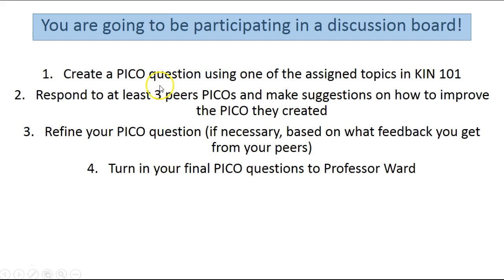So you're going to create a PICO question, your peers are going to post their PICO questions, and you have to respond to 3 peers, giving constructive criticism, of course, about how they could improve either their P, their I, their C, their O, or their overall wording on the question. Once you have 3 responses to your PICO question, then I want you to refine your PICO question based on the feedback that you got, and you're going to turn in your final PICO question to Professor Ward.